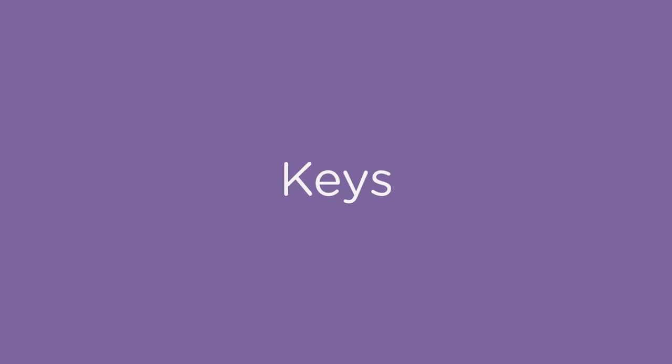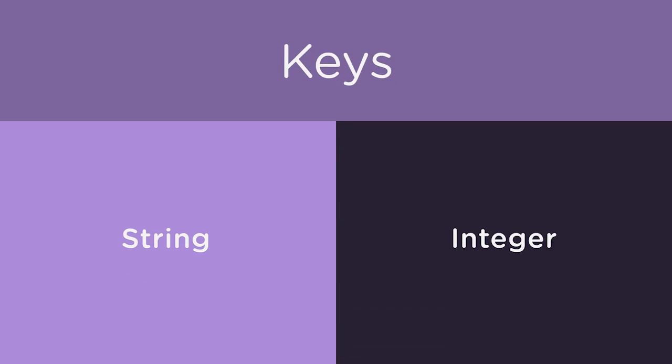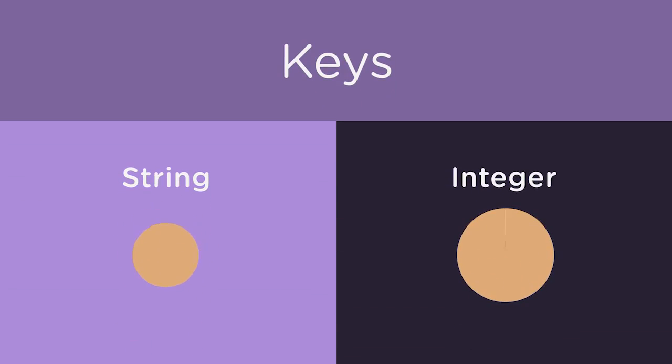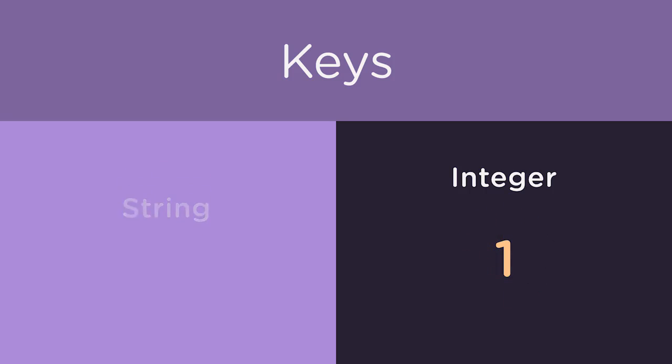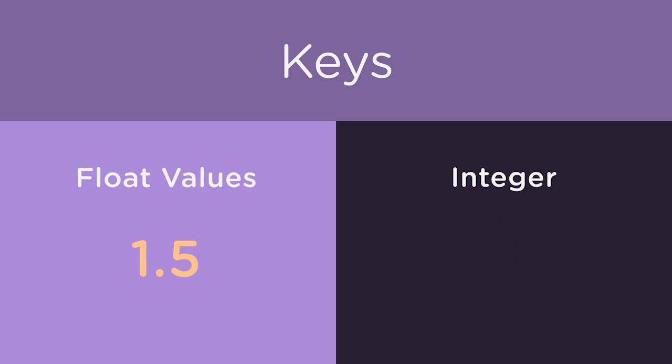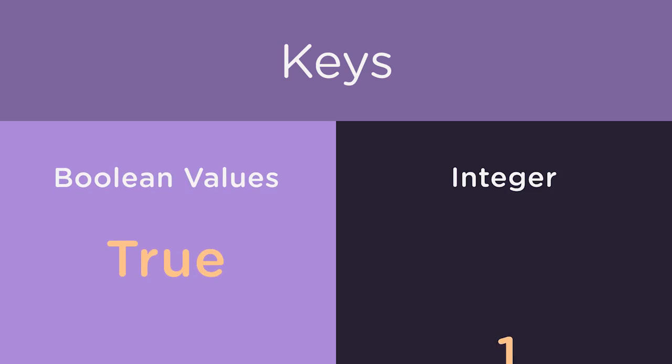Next, keys may be a string or an integer. Strings that contain only numbers will be converted or cast as an integer. Float values, numbers including decimals, will be truncated and cast to an integer. And Boolean values will be cast to the integer 1 for true and 0 for false.